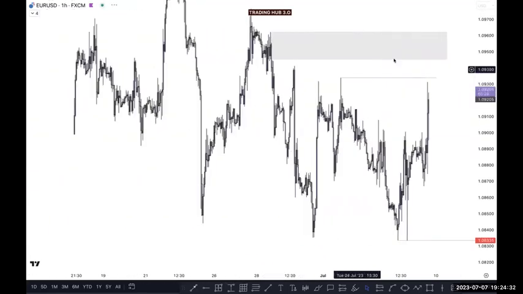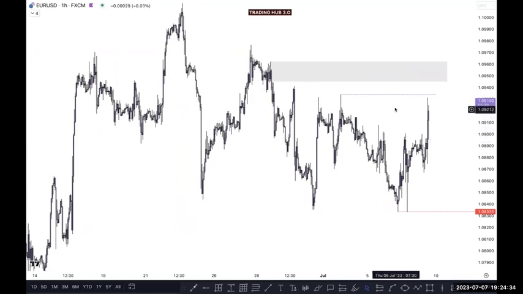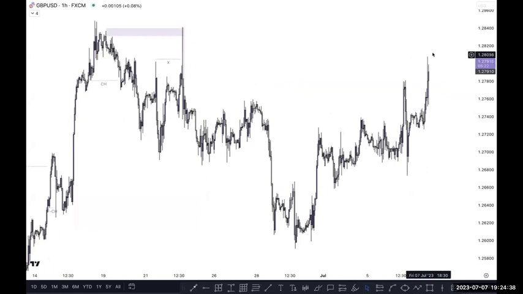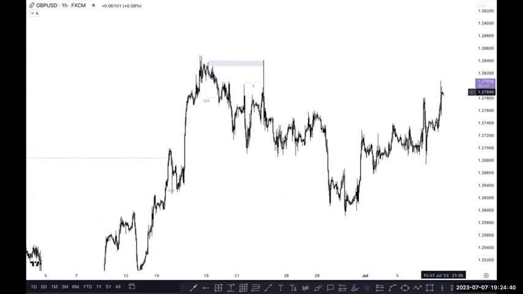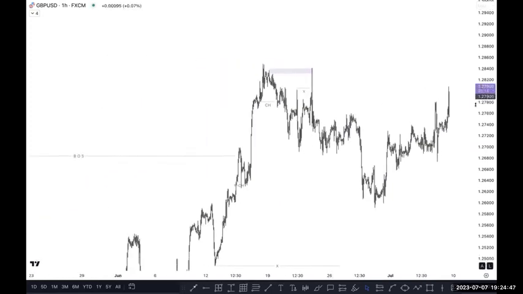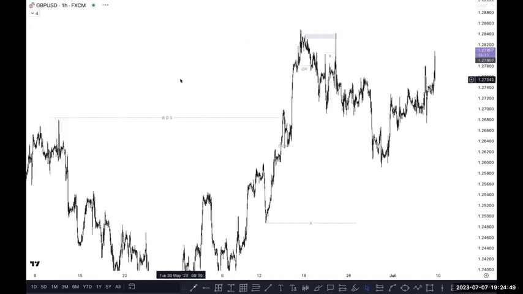Now switch to another pair, GBPUSD. Okay, all right. So this is our GBPUSD chart in a 1 hour time frame.